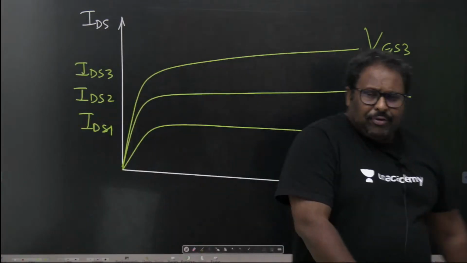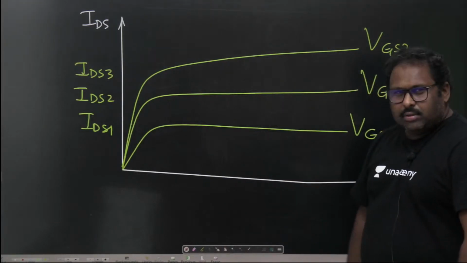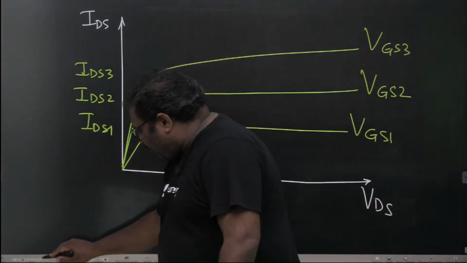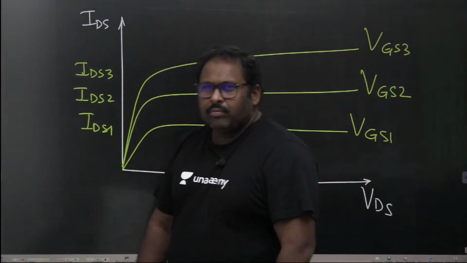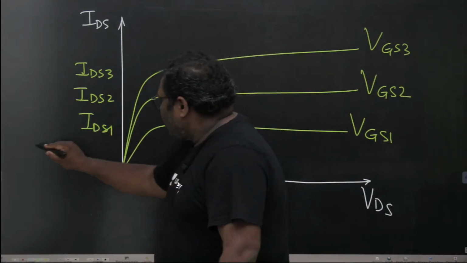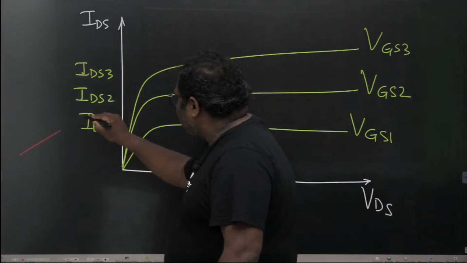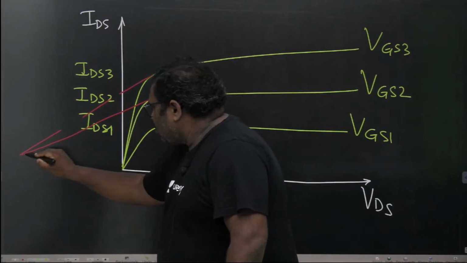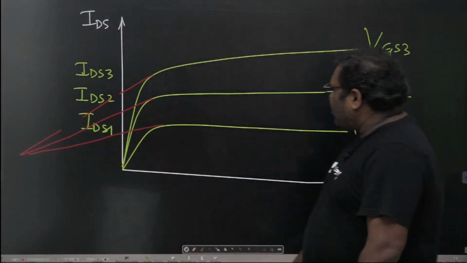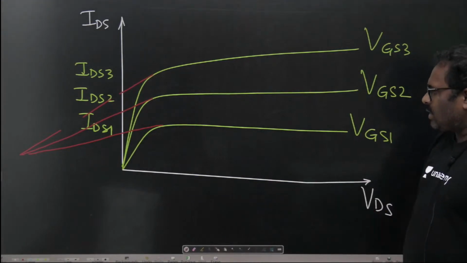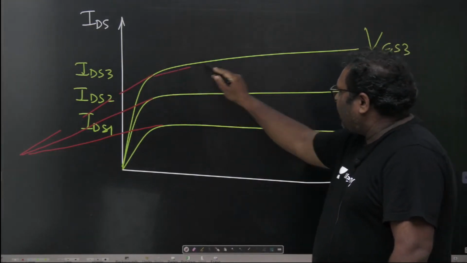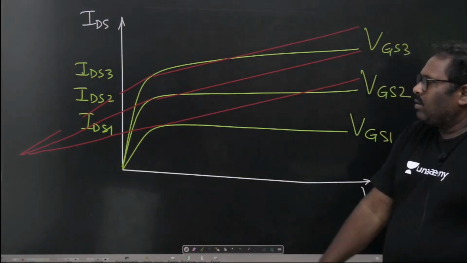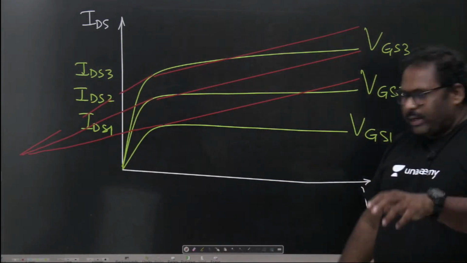So practically the graph is expected to be parallel to the x-axis, and it is totally independent of VDS. But practically, because of early effect or because of non-ideal nature, this graph is likely to converge somewhere. So the graph is not expected to be completely parallel to the x-axis. So we say there is a slight slope like this. There is a slope. This is what we call a finite amount of output resistance.